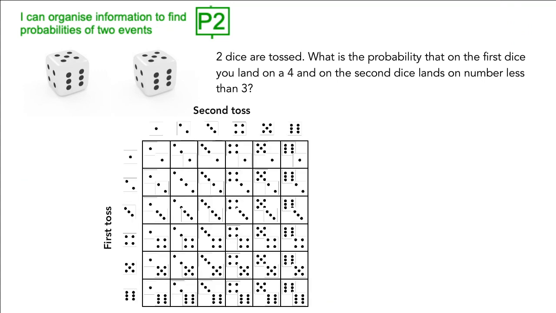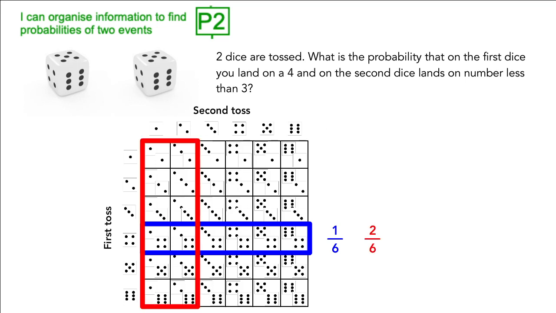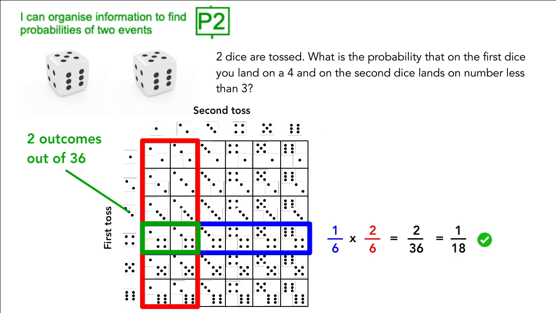Once again, we can write out all the outcomes. We can see that the probability of landing on a 4 for the first toss is 1/6. For the second toss, landing on a value less than 3 is 2 out of 6, as 1 and 2 are less than 3. As we can see again, the probability would be 2/6 of 1/6, which is equal to 2/6 multiplied by 1/6. The final probability is 2 out of 36. We can simplify the fraction to 1 over 18 by dividing the numerator and denominator by 2.